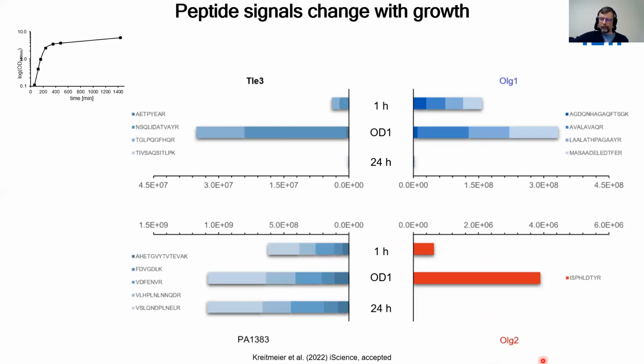It was different for OLK2. Remember, we only had 1 peptide for OLK2 with which we could do the measurements. Nevertheless, at 1 hour it starts, OD1 peak, at 24 hours it's gone. In contrast, the annotated gene is produced and stays.